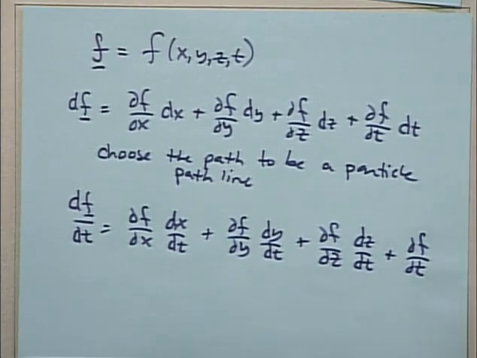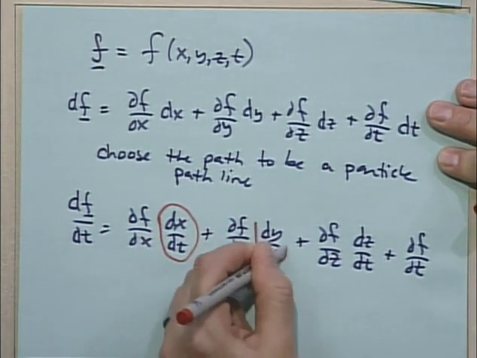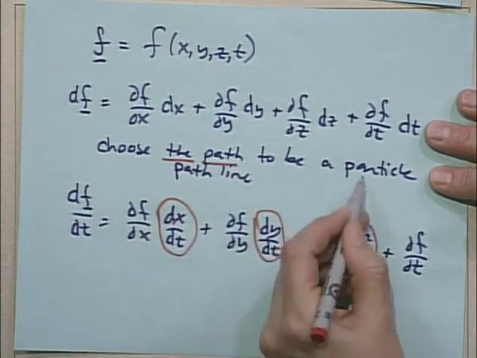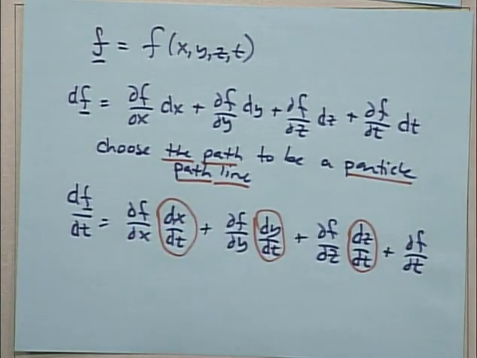Here's where it gets kind of magical, maybe, kind of neat. These terms are very recognizable to us from the last slide. These terms are just the particle's velocity components, because the path I've chosen is a particle path line. If I hadn't chosen a particle path line, they still wouldn't be anything. They would be the change in x with respect to the change in time, and it wouldn't have that special meaning. But because I'm sitting on a particle that's moving along and its velocity means something, the rate of change of those coordinates with time means something to me.